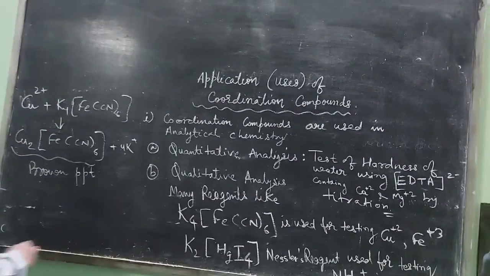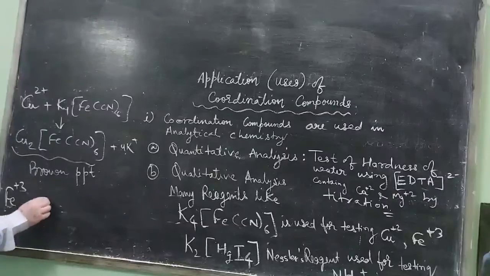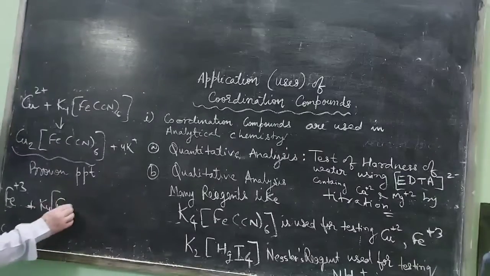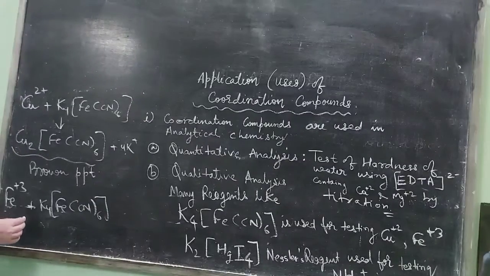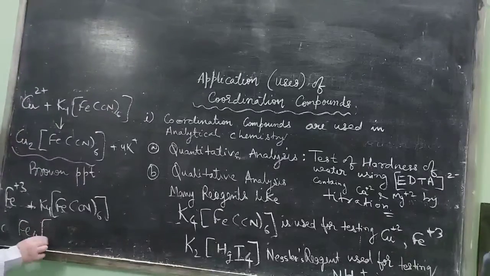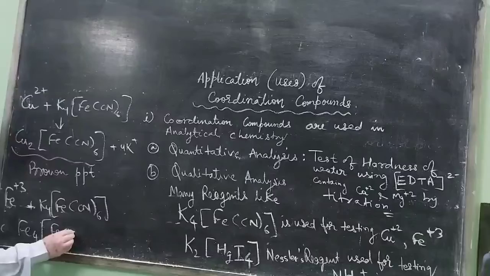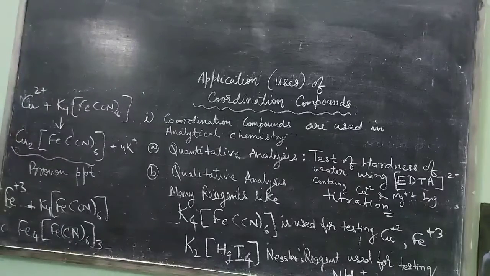With Fe3+, it gives Prussian blue color, ferriferrocyanide. Fe3+ plus K4[Fe(CN)6]. This is 3, this is 4. So it forms Fe4[Fe(CN)6]3, ferriferrocyanide, Prussian blue color.